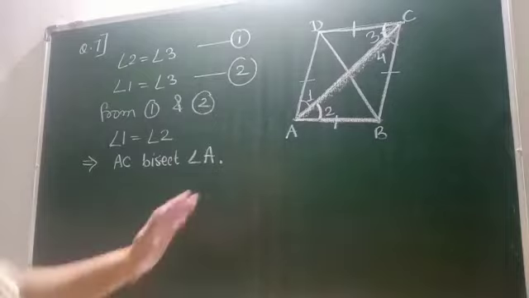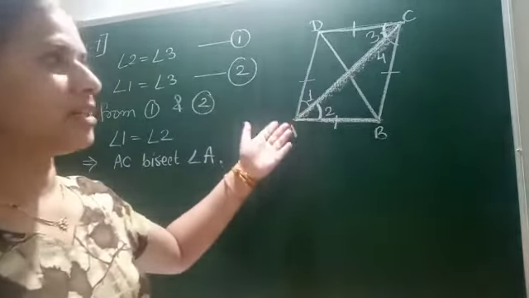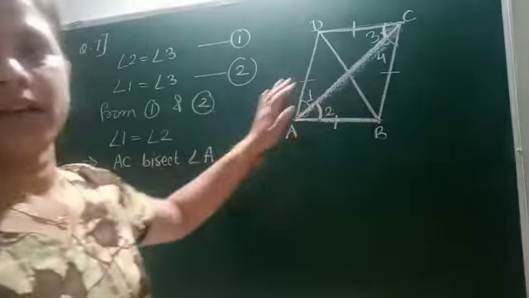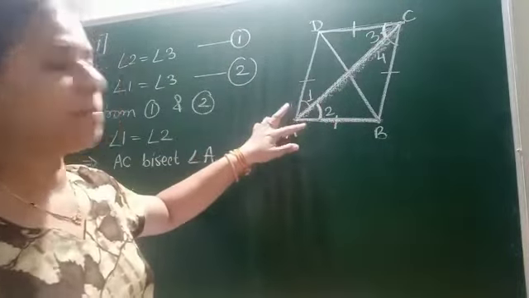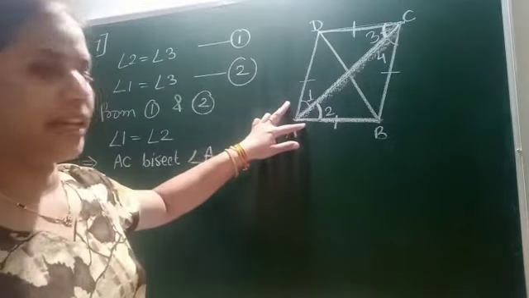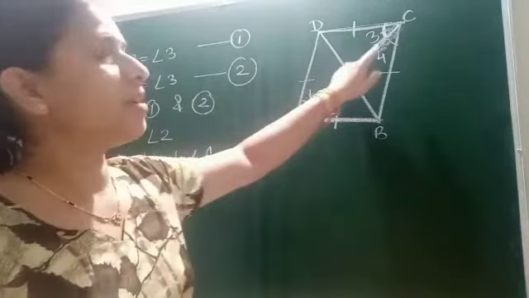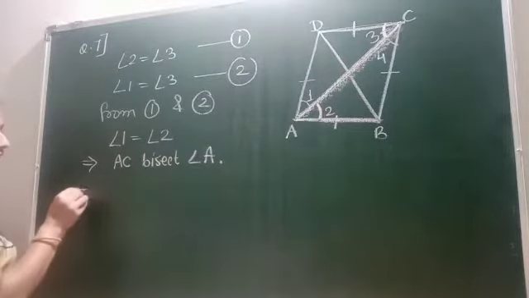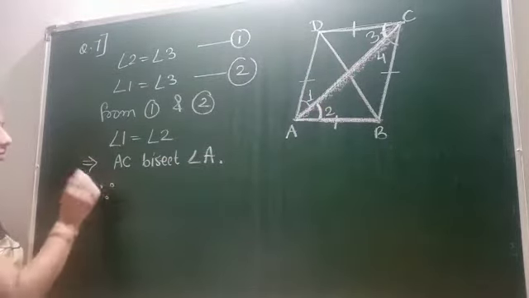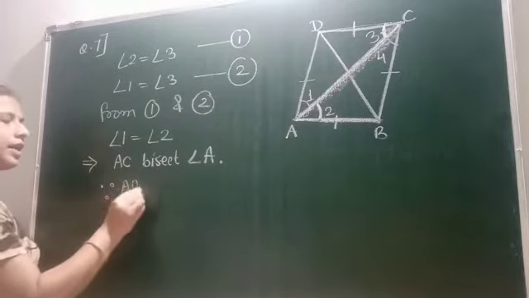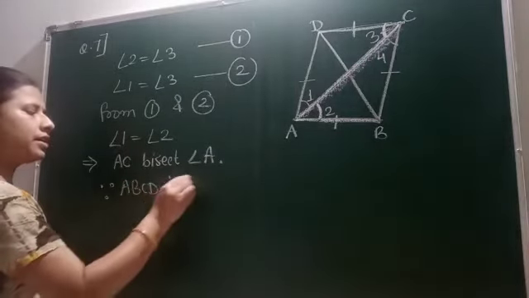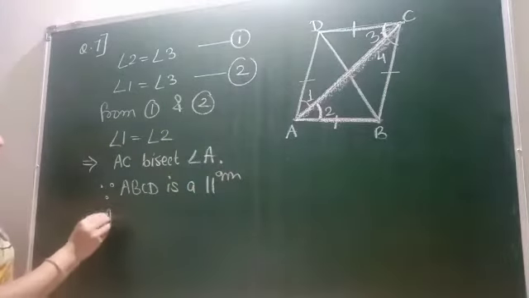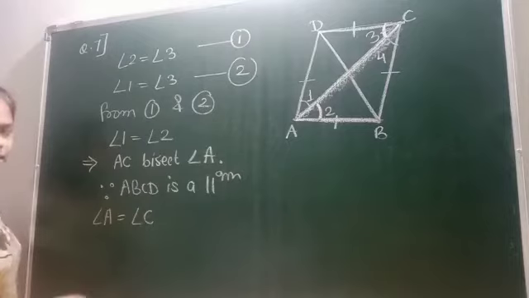As we know, student, ABCD is a rhombus. It means it is also a parallelogram, and in any parallelogram opposite angles are equal. It means if AC is bisecting angle A, this AC will bisect angle C also. So how can we write? Since ABCD is a parallelogram, therefore angle A equals angle C.